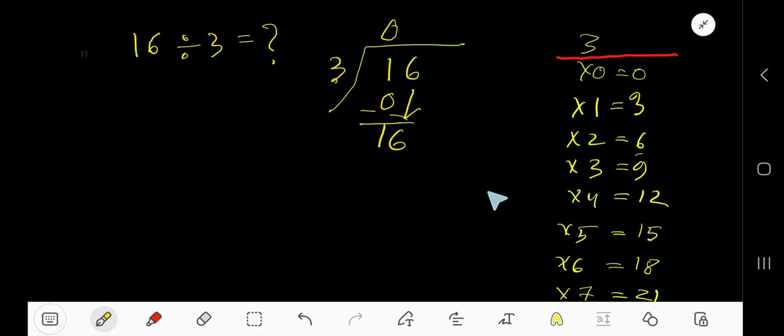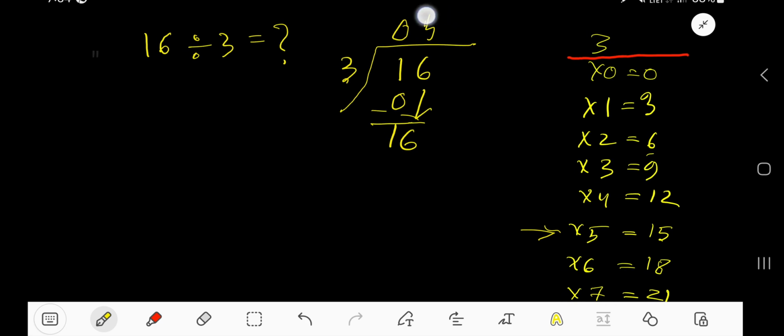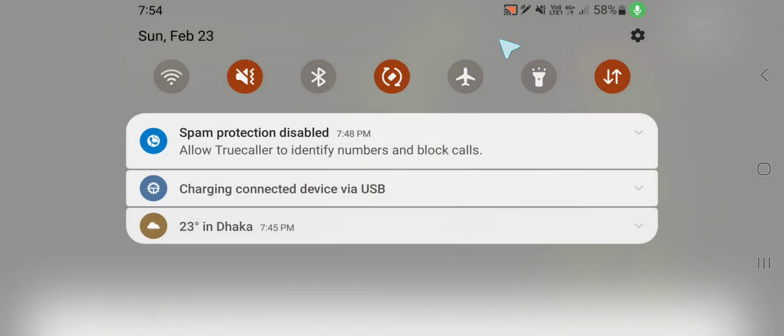3 goes into 16 how many times? 6 times is 18, 5 times is 15, right? 5 times 3 is 15. Subtract, 1. Okay, so our answer is 0 5, which means 5, remainder 1.